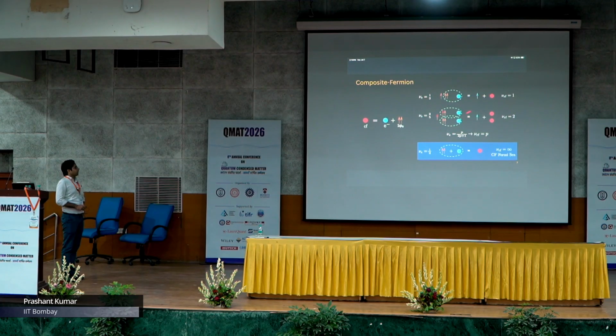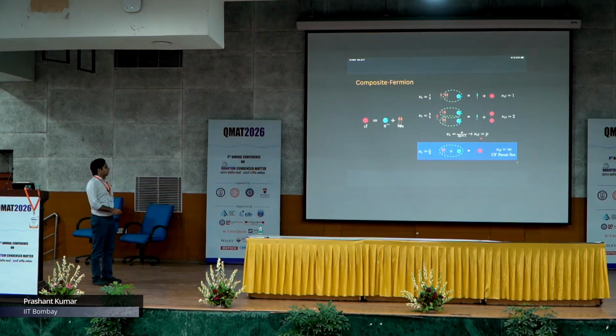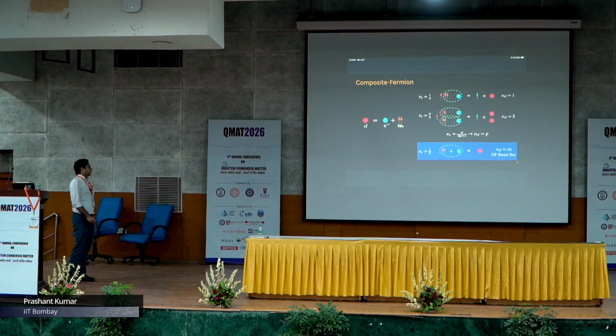You have 5 flux quanta per 2 electrons. If you capture 4 of them, you get 1 flux quantum and 2 composite fermions, that is filling fraction 2. And similarly, the entire Jain sequence at p over 2p plus 1 maps onto the integer quantum Hall state at p of composite fermion. Now, something very special happens at half filling.